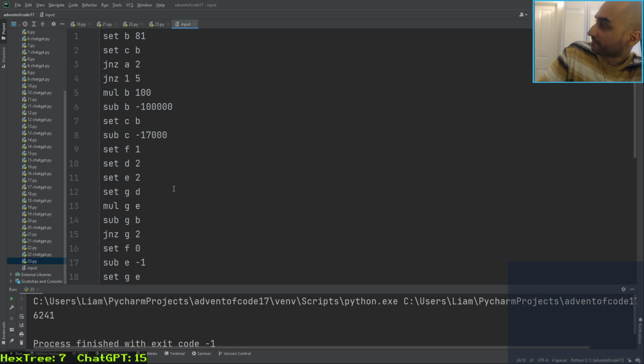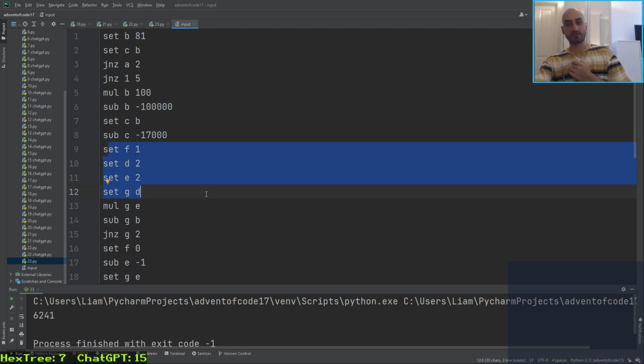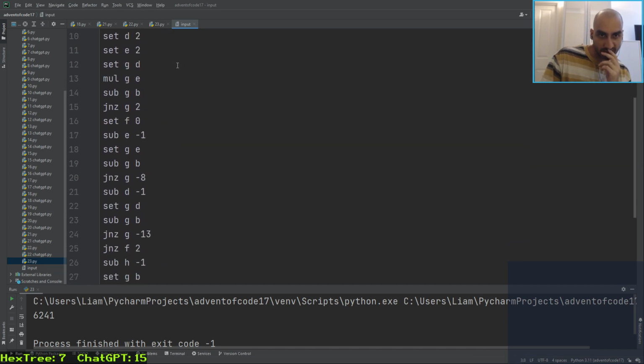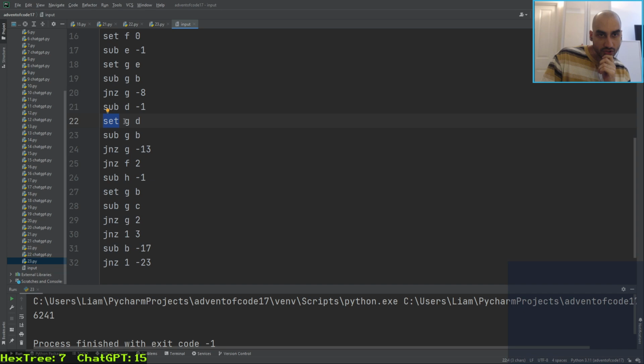So we need to identify new instructions we can introduce, which eliminate blocks that we're doing too many times. So, how on earth do I do that? Set G sub T minus 1.